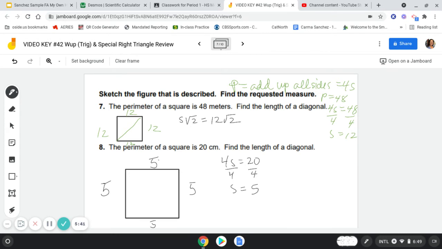And they want the length of the diagonal again, my hypotenuse, which is the side length root 2. So we know that side length root 2 is going to end up as 5 root 2. And that's it.